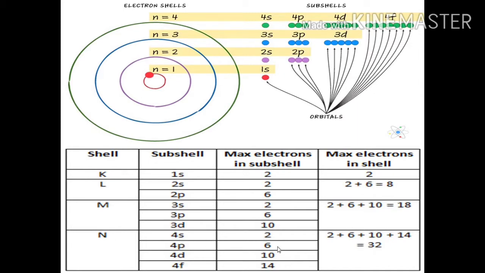S can take 2, P can take 6, D can take 10 and F can take 14. So the N main shell can take a maximum of 32 electrons. This concept you better know, because the periodic table is classified based on these subshells. Hence you better know the main shells and the subshells. The main shells are K, L, M, N, and the subshells are S, P, D and F.